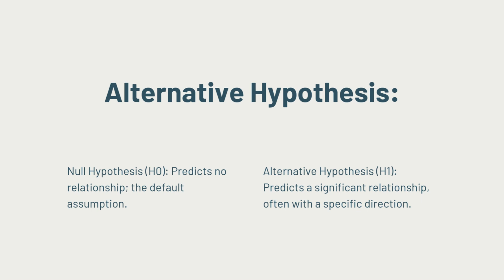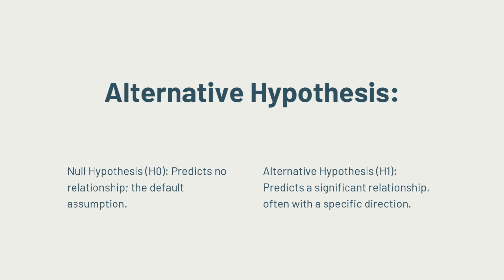So, in this example, we're not only saying that a relationship exists, but we're also specifying what we think that relationship will look like. And that is, again, in this example, it would be a positive relationship. The increase in one variable leads to the increase in another.